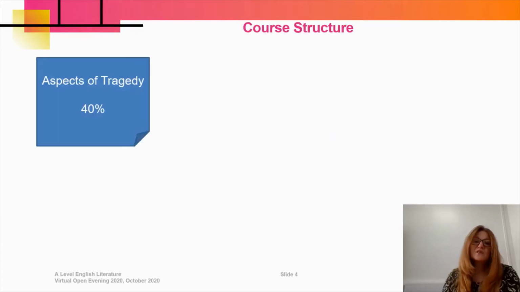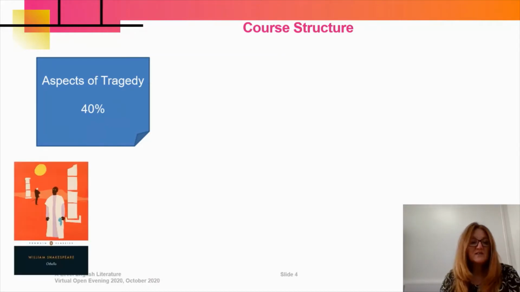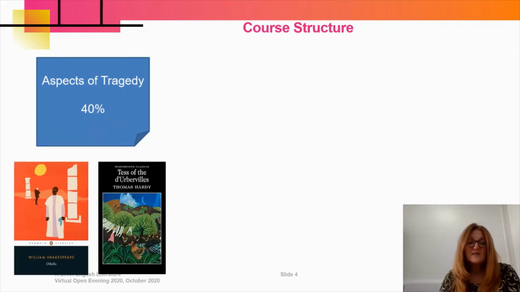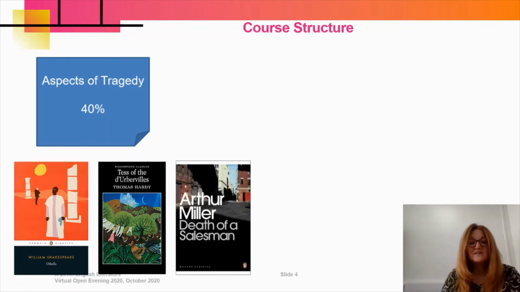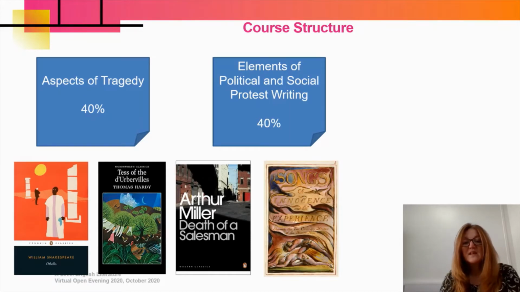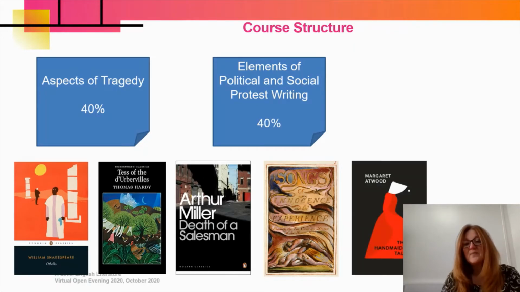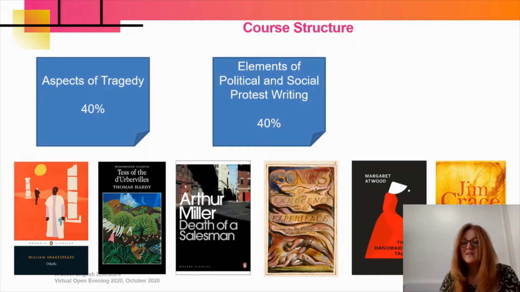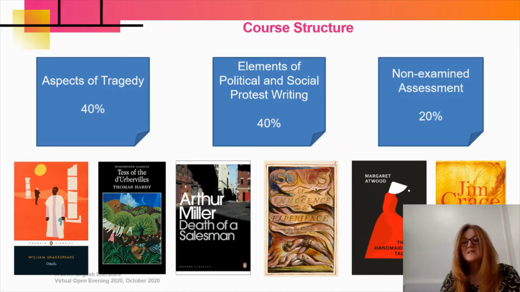So how is the course structured? 40% of the course is aspects of tragedy, and you'll study Othello, Tess of the D'Urbervilles, and Arthur Miller's Death of a Salesman. 40% of the course is elements of political and social protest writing, including Songs of Innocence and Experience by William Blake, Margaret Atwood's The Handmaid's Tale, and Jim Crace's Harvest. And finally, that non-examined assessment makes up 20% of your overall mark.